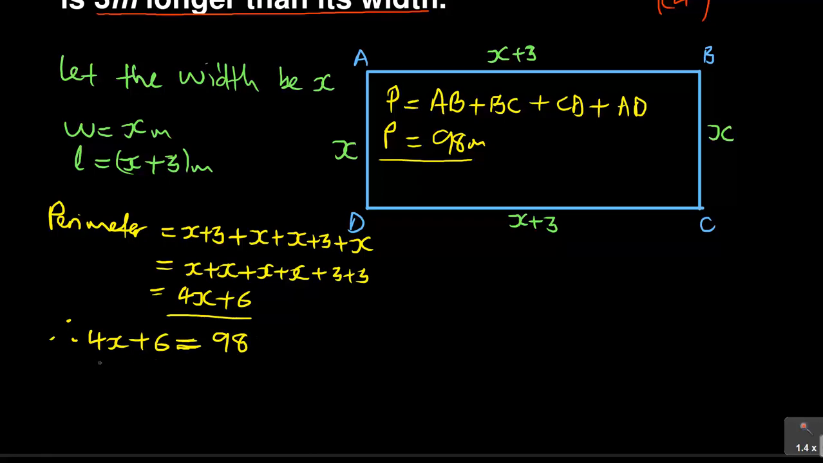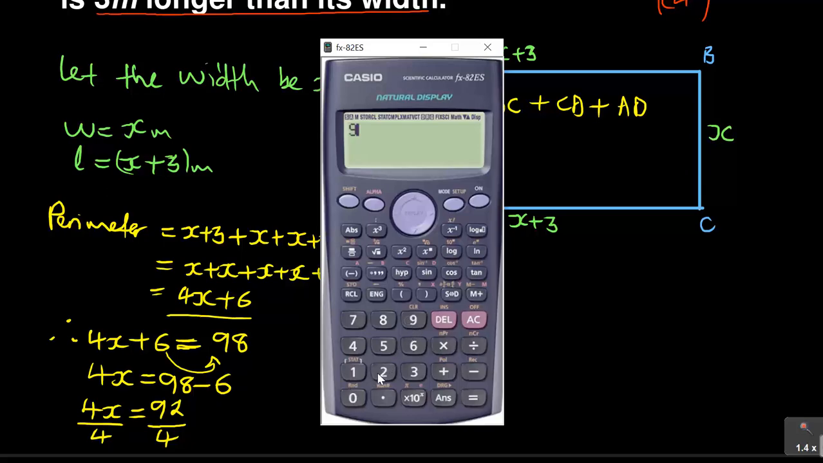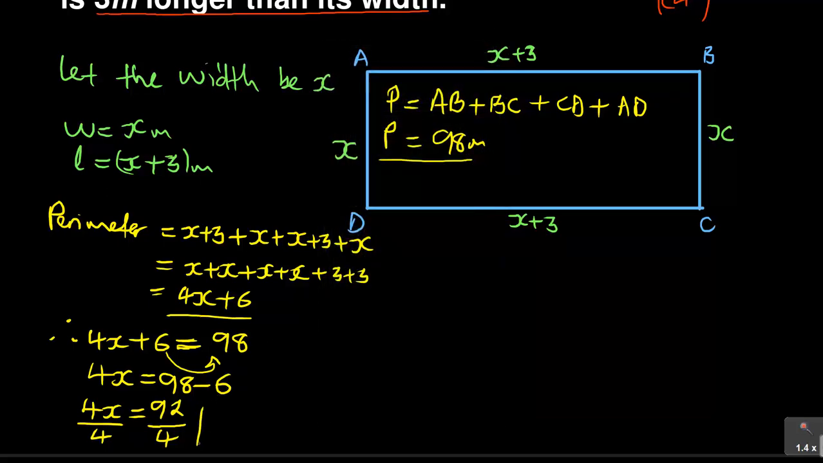Now the next thing you have to do is to solve for x. So you have 4x is equal to, you take 6 to the other side, so you'll have 98 minus 6. It was positive, it becomes negative. So we have 4x is equal to 98 minus 6, which gives you 92. You divide by 4 to find out what 92 divided by 4 is. It gives you 23, just cross-checking, is 23. So now, when you divide, you have x is equal to 23.